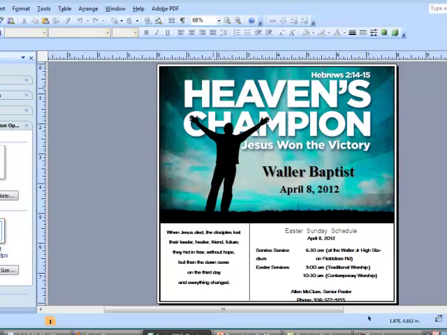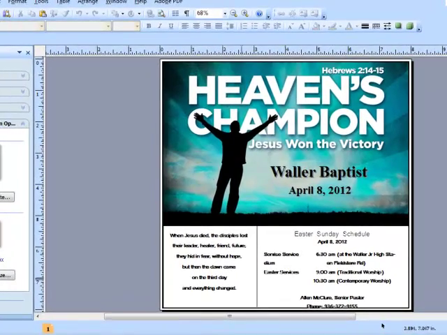Now, this is just great. Heaven's champion, Jesus won the way. And one of the things, though, that I would change here, this is a nice little saying from the postcard. It says, when Jesus died, the disciples lost their leader, healer, friend, future. They hid in fear without hope. But then the dawn came on the 3rd day, and everything changed.